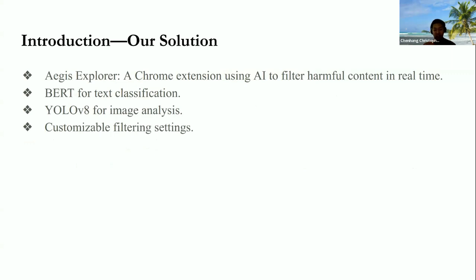Our solution is Aegis Explorer, a Chrome extension that uses AI to filter harmful content in real time. It uses two AI models, a BERT model for detecting harmful text and a YOLOv8 model for analyzing images. Users can customize filtering settings to block specific categories, which are drugs, explicit content, gambling, profanity, and games. The extension also provides insightful browsing statistics while respecting the child's privacy.